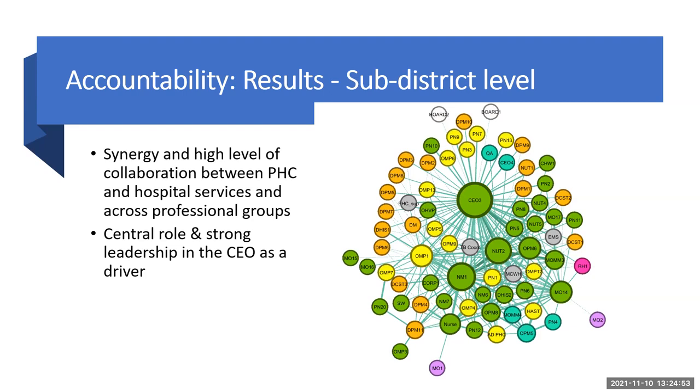Before that, you can see, for example, people were working in a very separate way. Primary care facilities and hospitals were doing their own thing, and sometimes it was a kind of blaming game all around. But with the intervention, it created a synergy and a high level of collaboration, mostly between primary care facilities and hospitals, and across the professional groups: doctors, EMS, nurses, working together with nutritionists or allied health professionals. That was very interesting. And I emphasize the central role of the CEO, binding and bringing all the people together to create a synergy of collaboration.